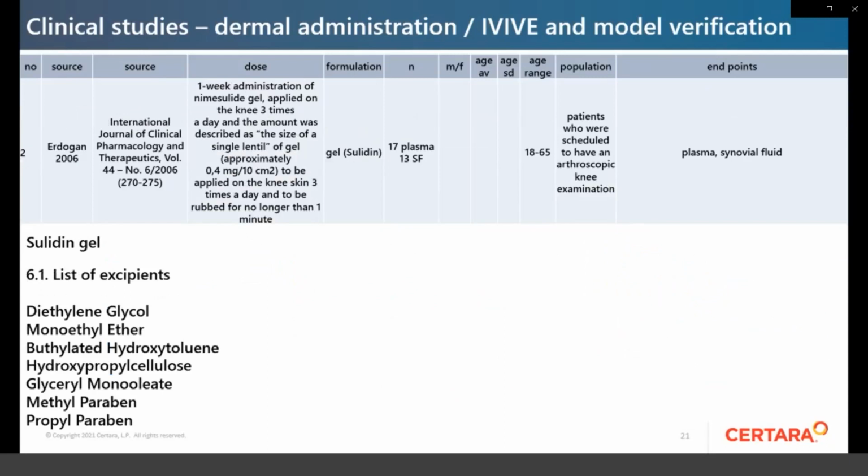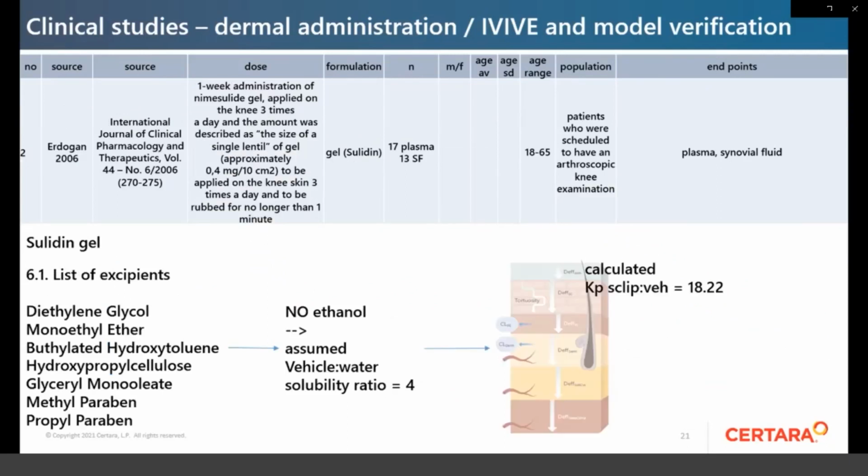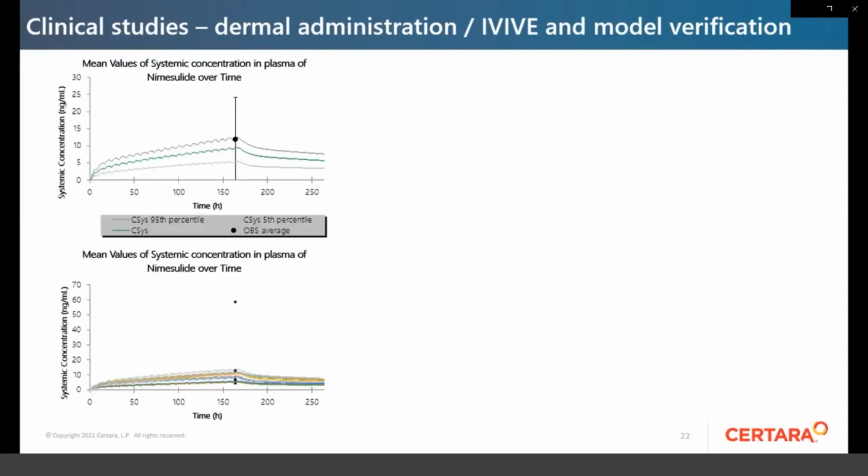However, here the situation is slightly different. The formulation which they used is a sulidine gel, and sulidine has a different combination of excipients, and again, we know that there is no ethanol. So we use the same assumptions that we used previously. We assume that the vehicle water solubility ratio is 4, and with that, the calculated partition coefficient is around 18, which was used to run the simulation.